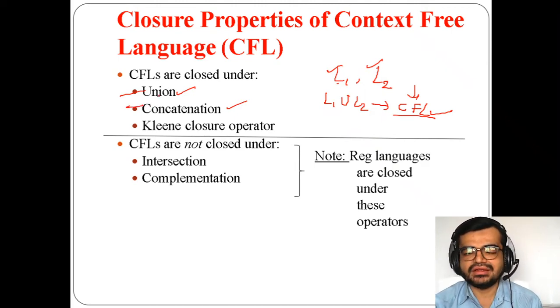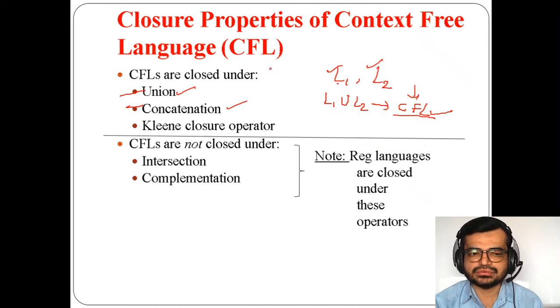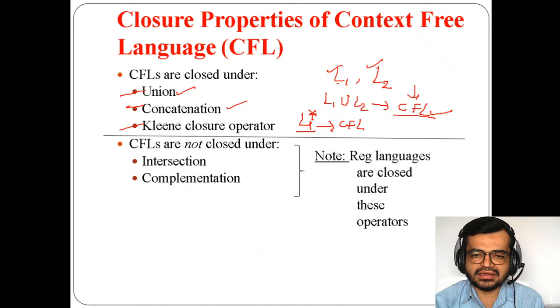Now remember one thing: for performing the union operation and the concatenation operation, we require two languages. We just took the example of L1 and L2. But for a third operation, the Kleene closure operator, we just require a single language. So if L1 is a language and I perform L1 Kleene closure, and if L1 Kleene closure is also a CFL, a context free language, then you can say that context free languages are closed under the Kleene closure operator.